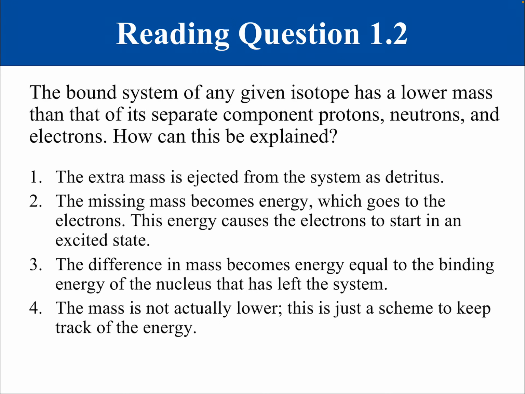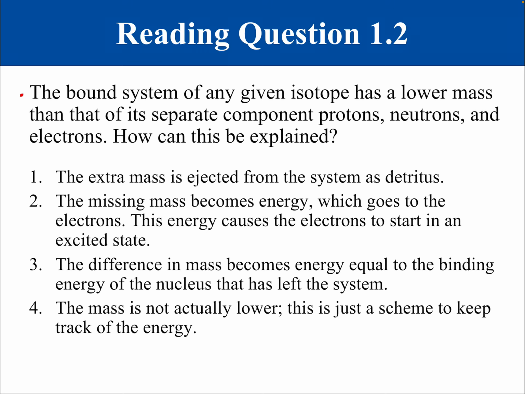So now let's talk a bit about the energy inside the nucleus. So let's read this one. The bound system of any given isotope has a lower mass than of its separate component protons, neutrons, and electrons. How can this be explained? So a system together, and this very small piece of matter just composed of the nucleus and the electron orbiting it, most of the matter, of course, being contained in the nucleus itself, how can that weigh less? How can the sum of all those individual parts be greater than the weight of the whole if you split it apart? All right, so take a look at the options. What do you think is the best answer here? Thinking about what we know about atoms, about the nuclei of atoms.